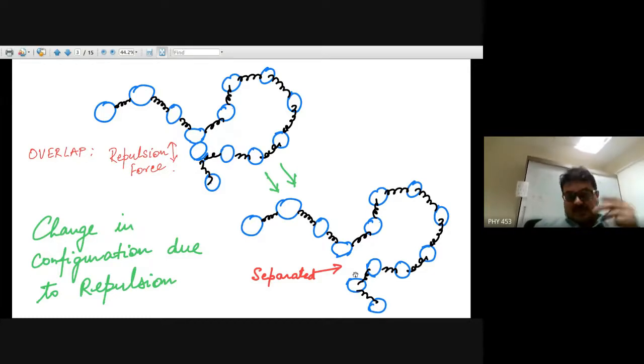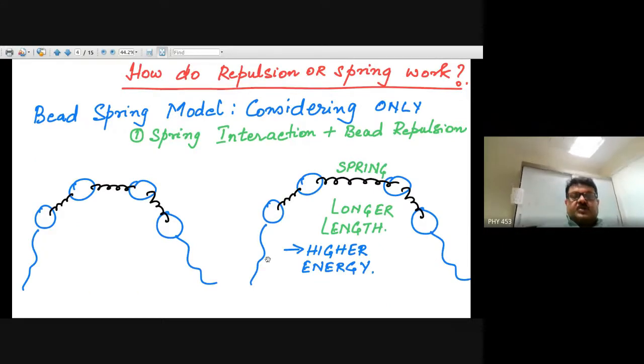Now the question is, of course, how do we model all of this? Spring is of course very easy, but how do we model the separation and so on? We will come to that. That's through a potential, of course. So there will be change in conformation due to repulsion as well, and there is diffusive motion. So how do repulsion or this spring work? Now, in the bead spring model, considering only spring interaction and bead repulsion.